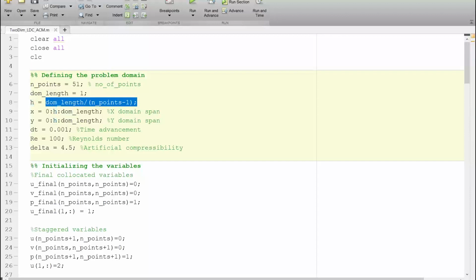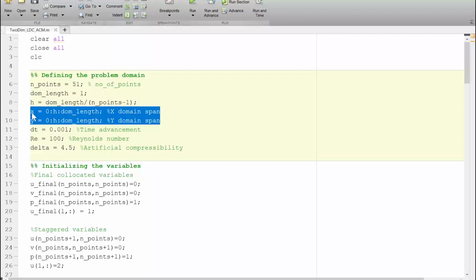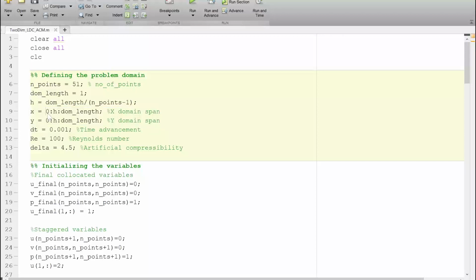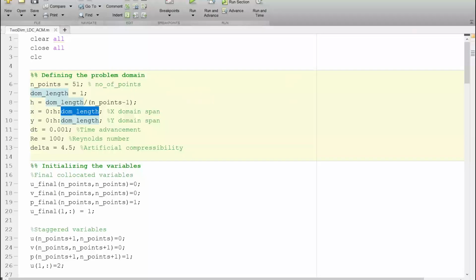So based on these, we can define our x domain and y domain, which is nothing but the values of x coordinate and y coordinate for all of the points. So we know that our domain starts from 0, and the grid spacing is h, and it goes all the way until 1. So hopefully this would be nothing new, as we have been doing the same thing in the last few lectures where we were talking about the 2D problems.